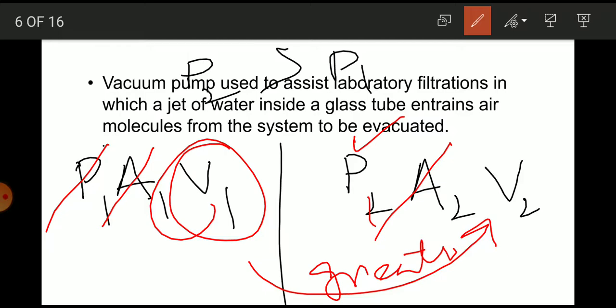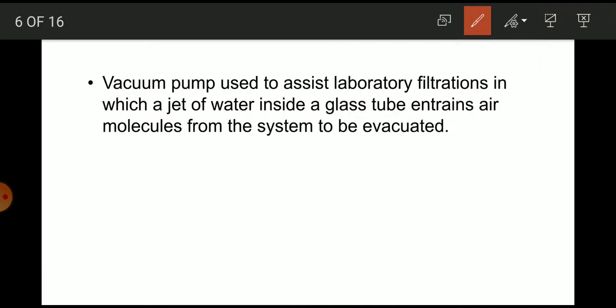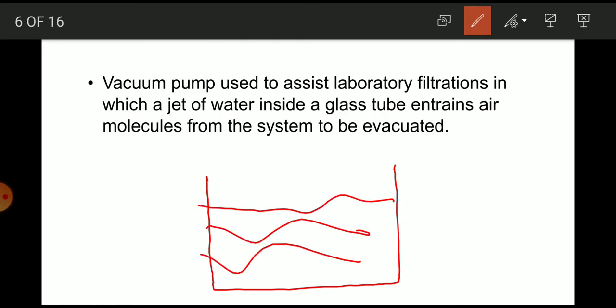I will take a simple example. A vacuum pump used to assist laboratory filtrations, in which a jet of water inside a glass tube entrains air molecules from the system to be evacuated. So take a simple example. This is a utensil containing water.